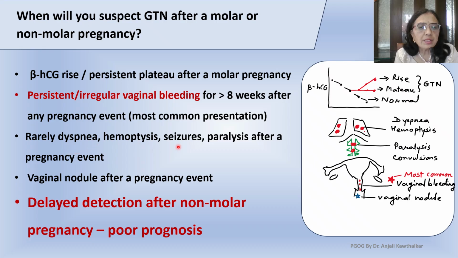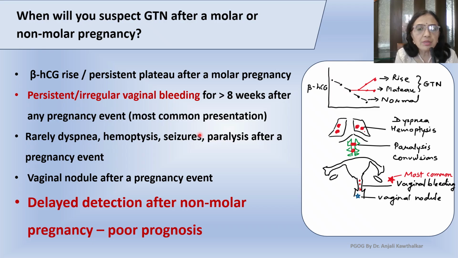Rarely dyspnea, hemoptysis, seizures, or paralysis can be seen after a pregnancy, and with these also we have to suspect GTN. I have seen a patient who was admitted in the medicine ICU, and we got a call that the patient is having post-delivery paralysis. The patient was around 2 to 3 months after delivery, and a pregnancy test was done, which was positive. HCG was done, which was greater than 1 lakh. Chemotherapy was started, and you won't believe it, after 2 cycles of chemotherapy, the patient started walking.